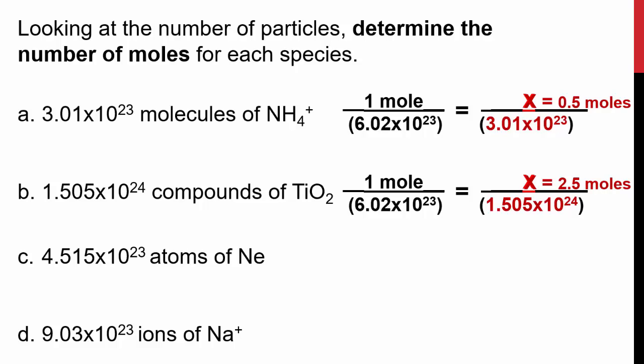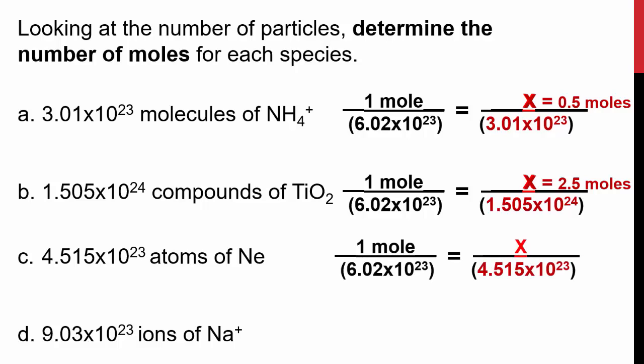In problem C, again, we have a very large amount of atoms of neon. But if you look at the number, 4.515 is less than 6.02. So this means we're going to be having less than 1 mole. So again, 1 mole over our standard of Avogadro's number is equal to x over the amount of atoms from the problem. You cross multiply and divide, x should be 0.75 moles.